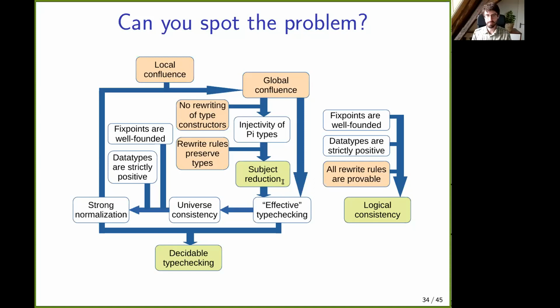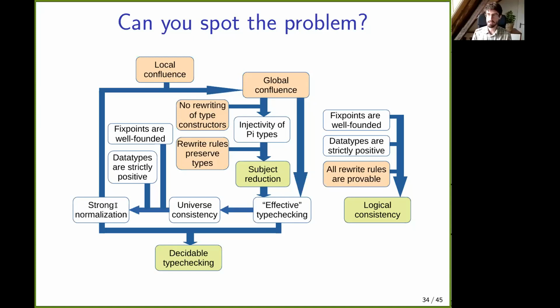So we need subject reduction in order to do the termination checking, but we need to check termination to prove global confluence, and then we need global confluence to prove subject reduction. So yeah, we realized that this doesn't work. And in the end, we considered a few alternative approaches.